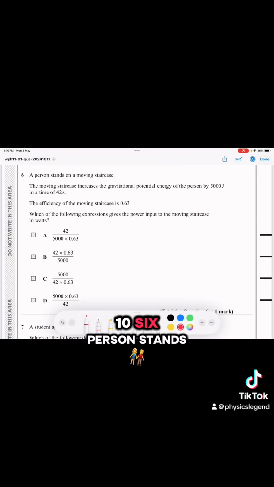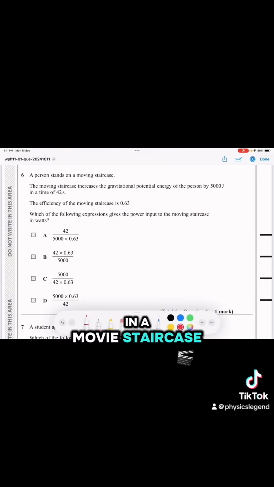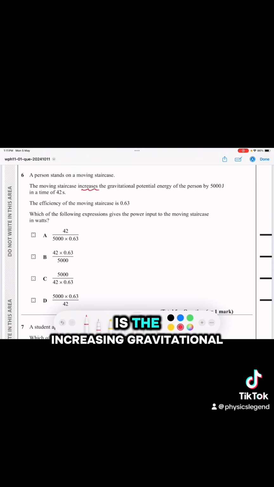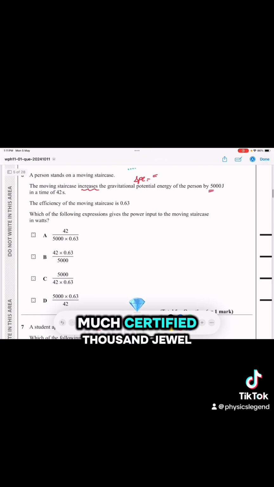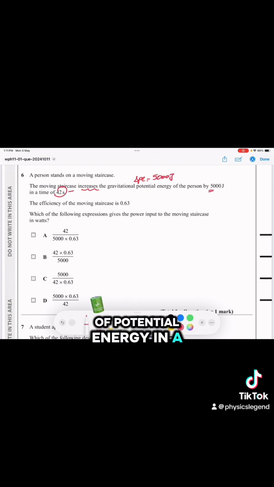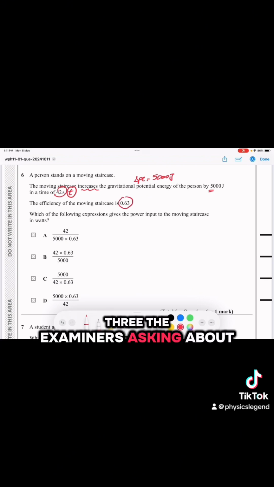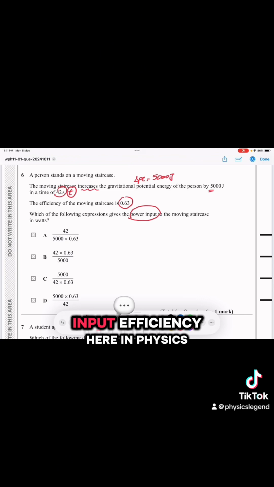Question 6. A person stands on a moving staircase. The moving staircase increases the gravitational potential energy. So delta PE or delta GPE, we have how much, sir? 5,000 joules, which is the gravitational potential energy, in a time taken of 42 seconds. I can use these two values to calculate the power. Efficiency 0.63. The examiner is asking about the power input.